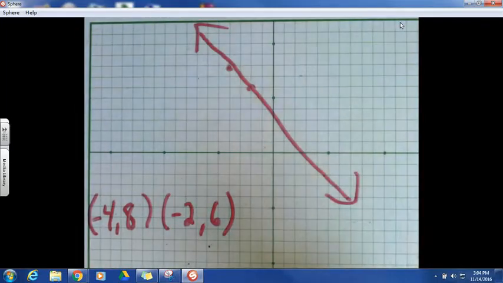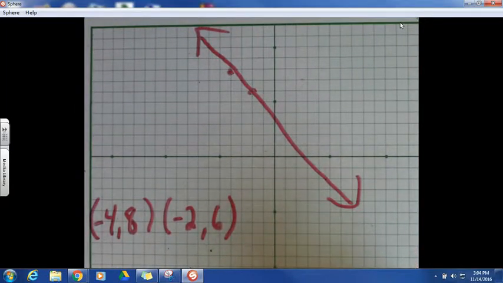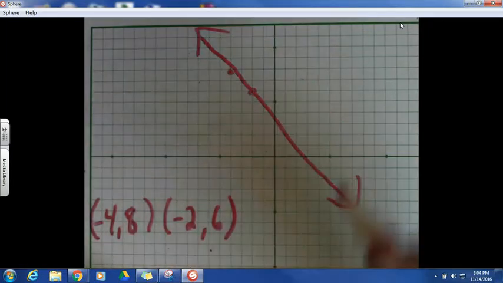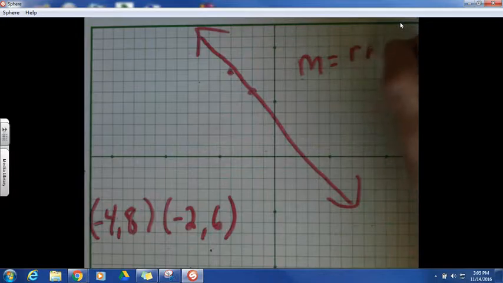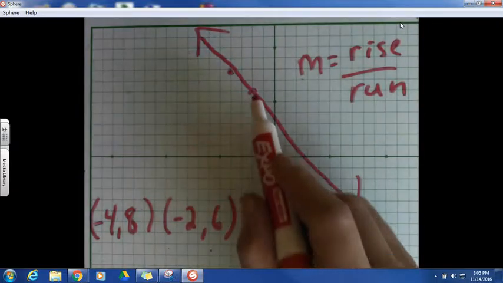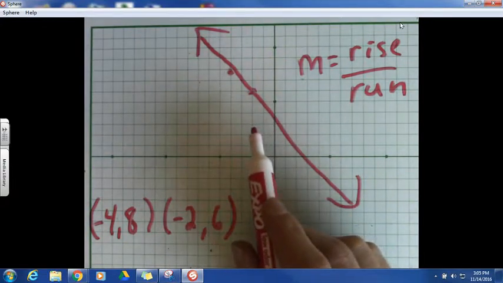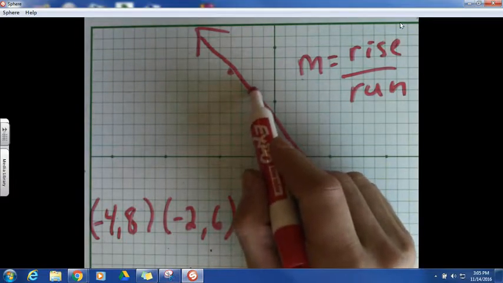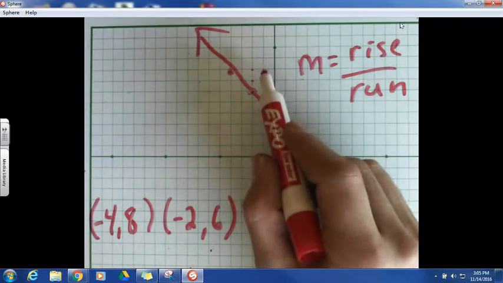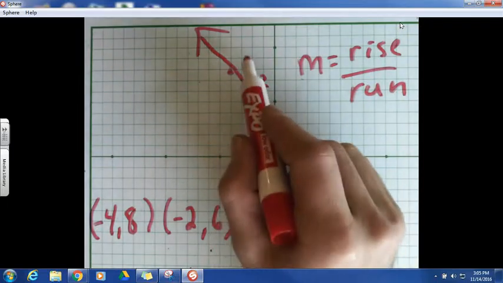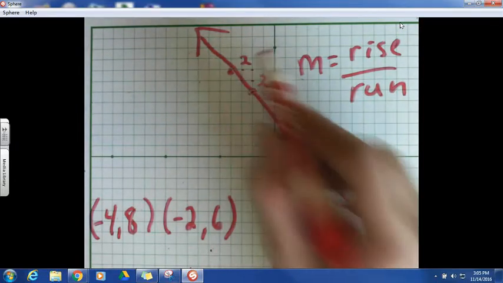I can tell just by looking at the graph that it's a negative slope because it's going down from left to right. Now I can calculate the slope from my graph. I know that slope equals rise over run, so I'm going to count how far I go up and then how far I go over from one point to the next. From this point to this point I go up by 1, 2, and then I go over 1, 2 as well.